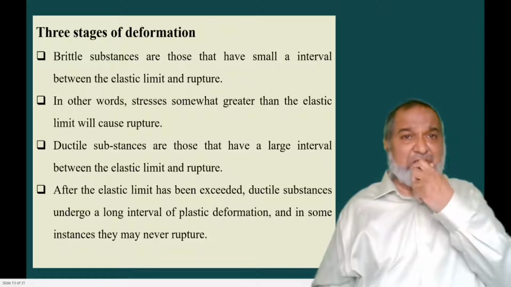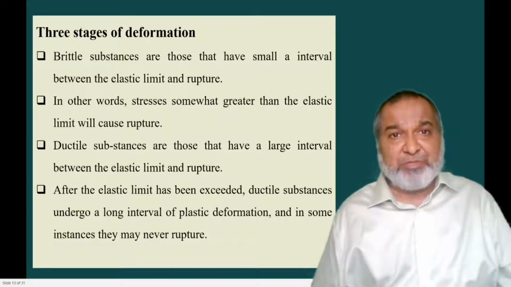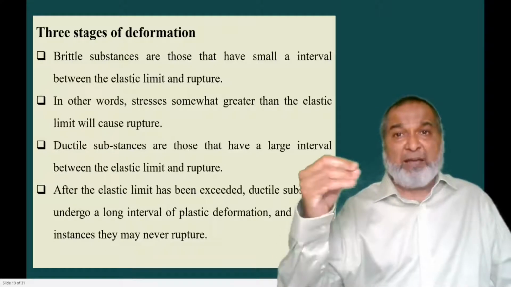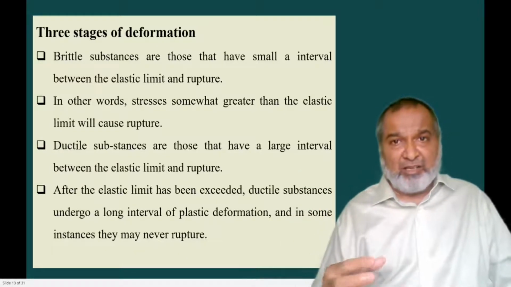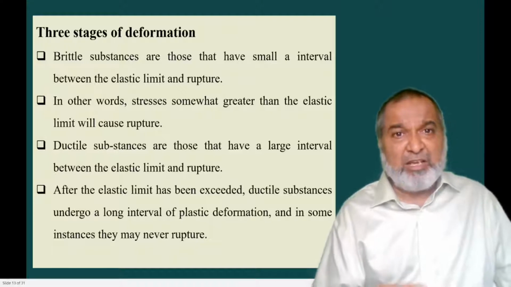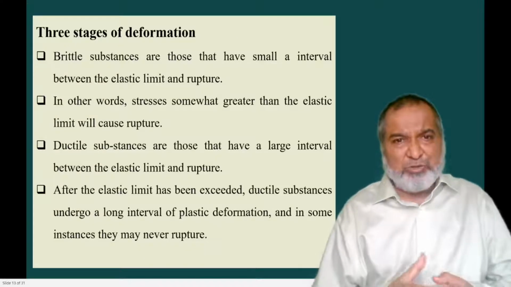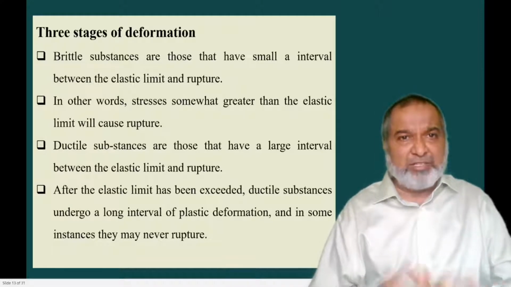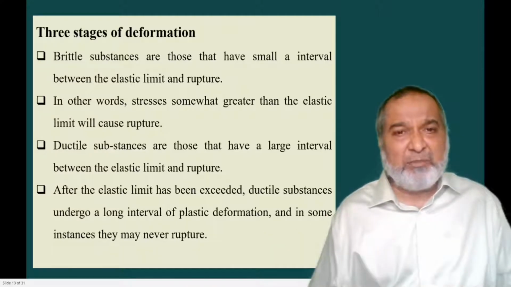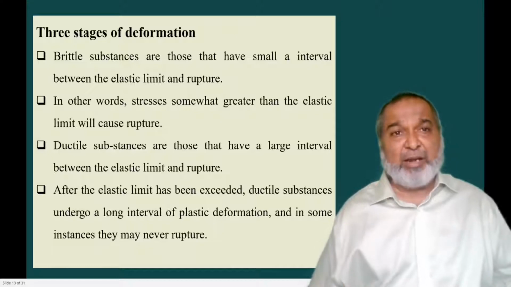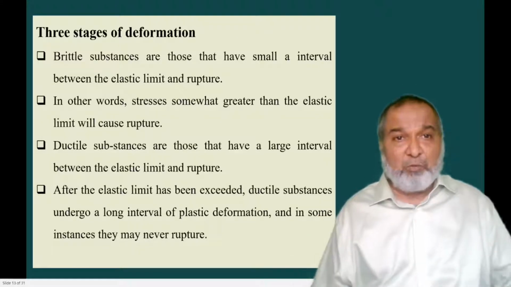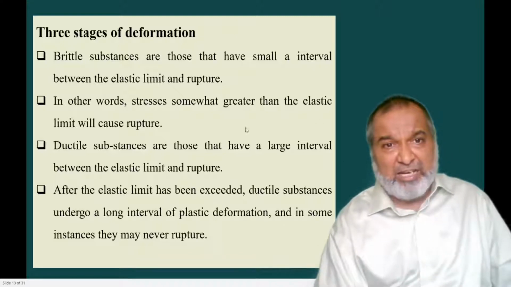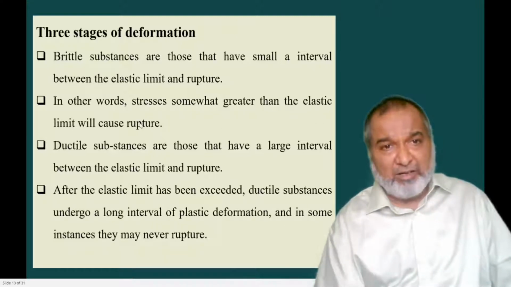Then there are other definitions, such as a brittle substance. How is a brittle substance defined? Those which have a small interval between the elastic limit and rupture. As soon as the elastic limit is over, there will be a rupture. Brittle means the elastic limit is very small and it breaks immediately. In other words, stresses somewhat greater than its elastic limit will cause a rupture.